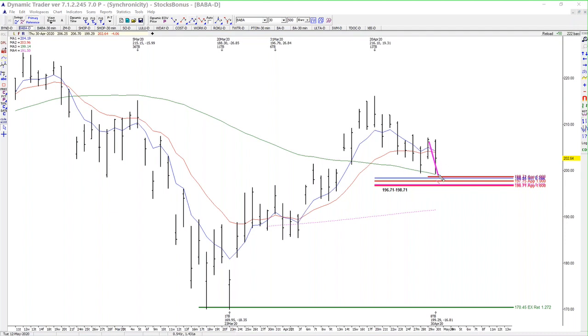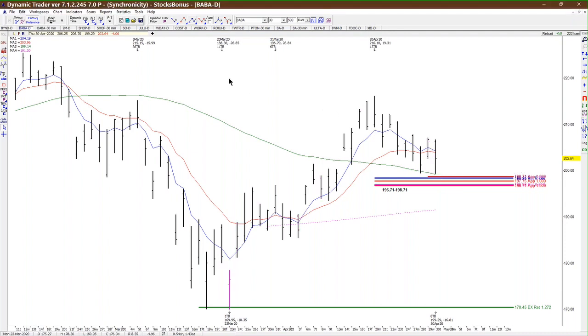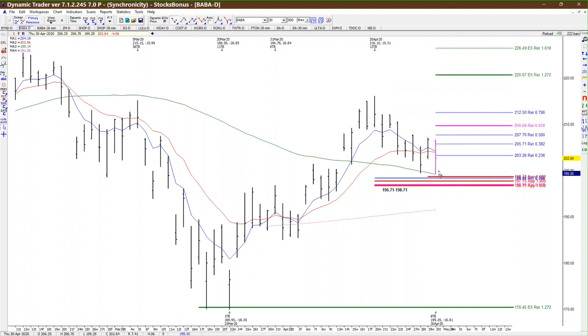So bottom line is if we test and hold above this zone, I'm going to go down to the lower time frame chart and look for a trigger. If you see a trigger, you can take a trade, and then the typical target is going to be the 1272 extension of the swing into the zone.